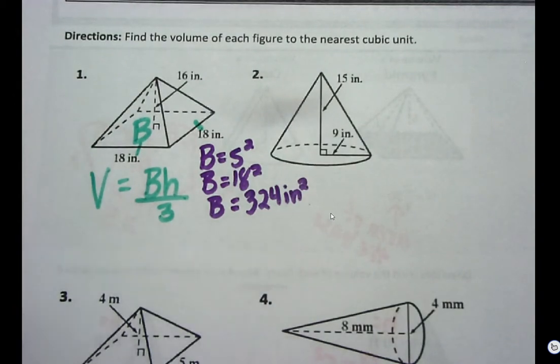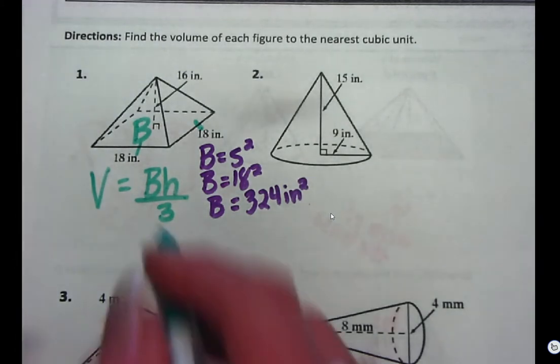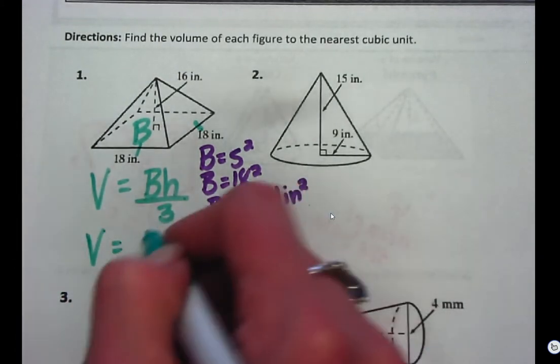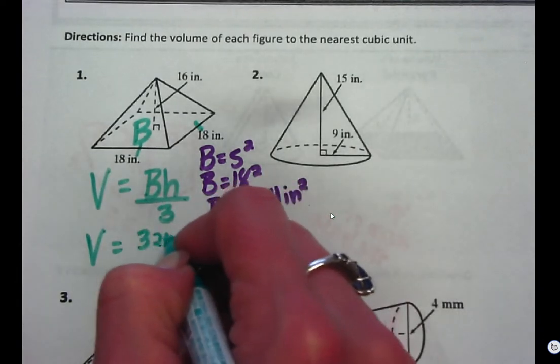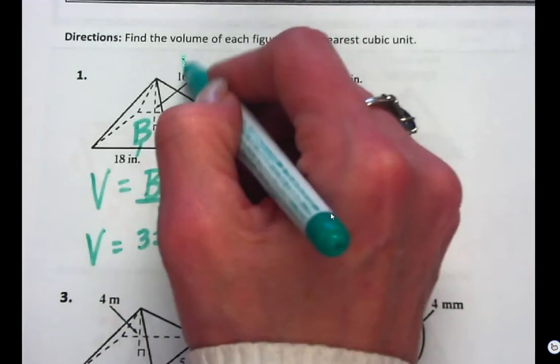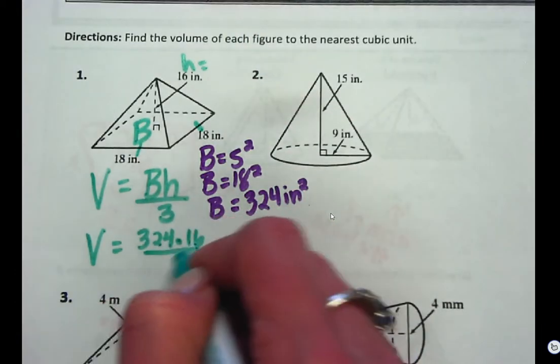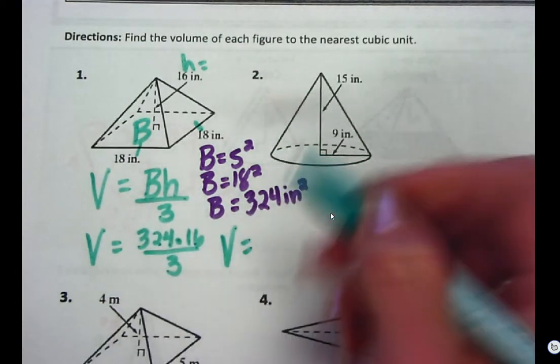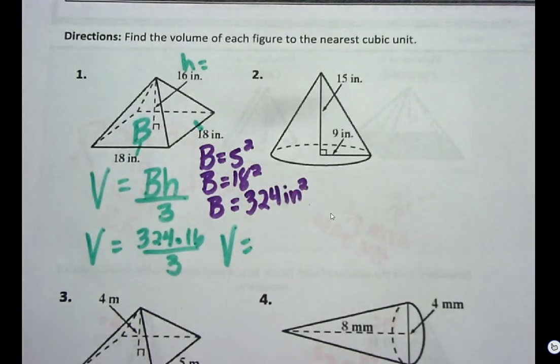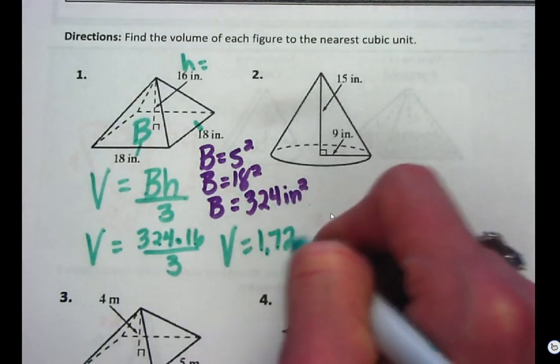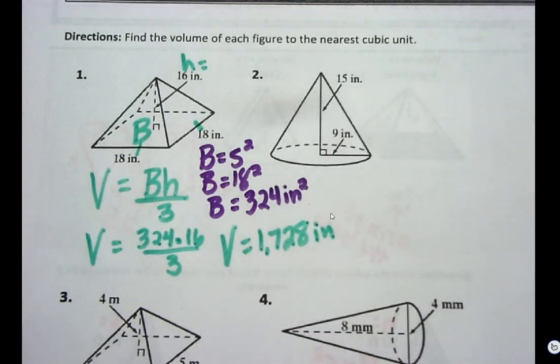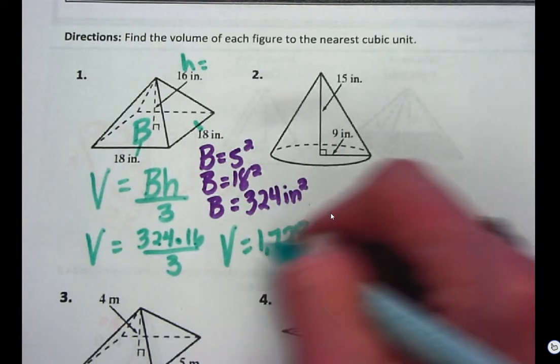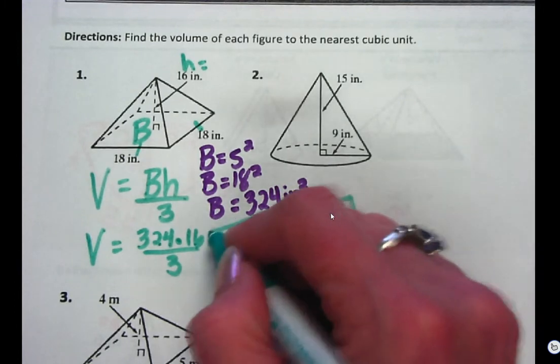So now I'm going to plug big B into my formula, multiply it by the height, and then simply divide by 3. So V equals 324 times the height, which is 16, divided by 3. Did you divide by 3 yet? And you got what? 1,728 inches cubed. We need to make sure that we're looking at our units.